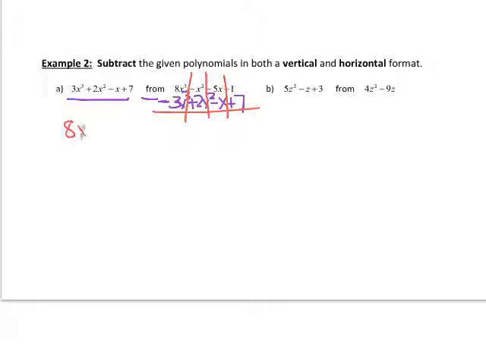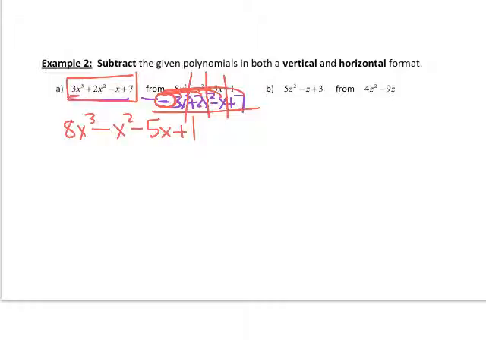So 8x cubed minus x squared minus 5x plus 1 is our first polynomial. And now when I apply this negative sign, I have to distribute it to every single term. So what's important is that you change the sign in front of every term on this polynomial, okay?